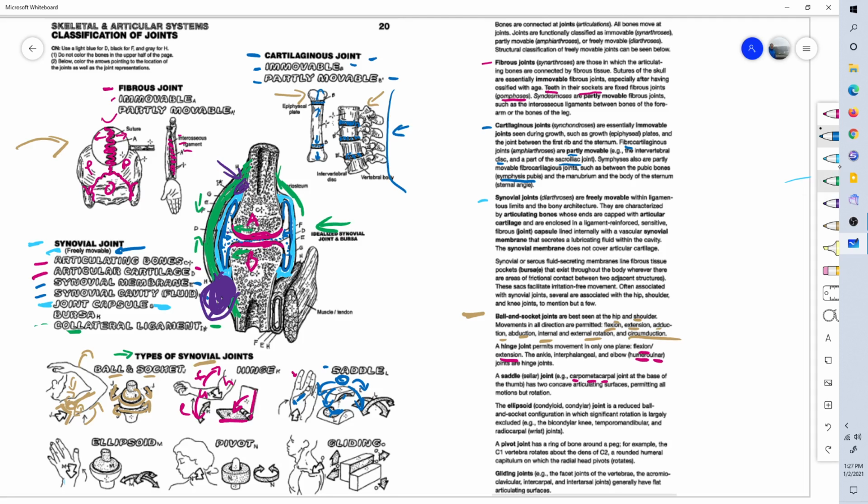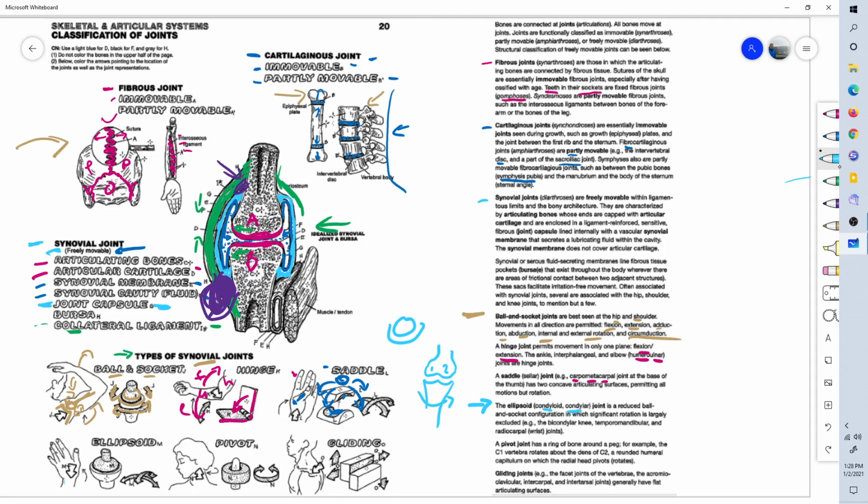Ellipsoid joints are also known as condylar joints. You'll see right here, condyloid or condylar joint. It's kind of a reduced ball and socket, not very pronounced like this ball and socket, but sort of a flattened ball and socket with a curved surface. This is essentially what a knee joint looks like. A bicondylar knee joint, meaning two condyles, 1, 2, a bicondylar joint. That's what we're saying right here.